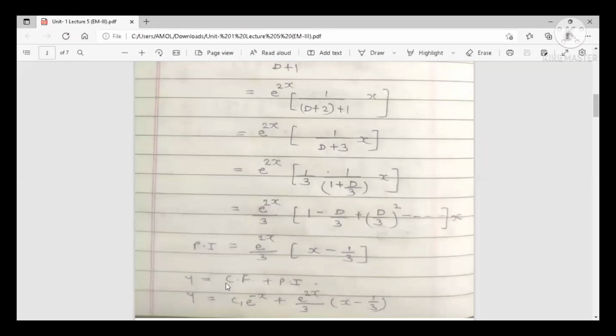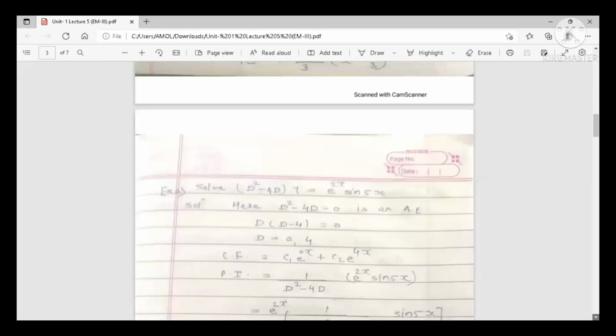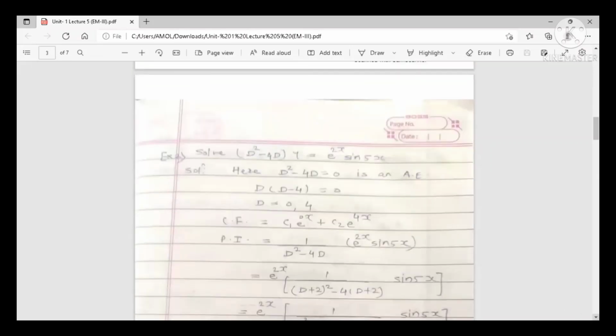And so the general solution is y is equal to yc plus yp. So y is equal to yc, which is c1 e raised to minus x, plus yp, which is e raised to 2x upon 3 bracket x minus 1 by 3. This is the first example, e raised to ax into V case.